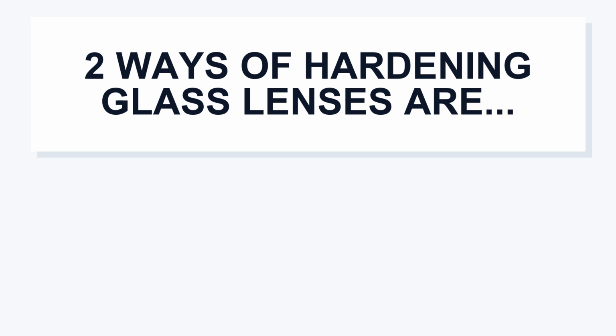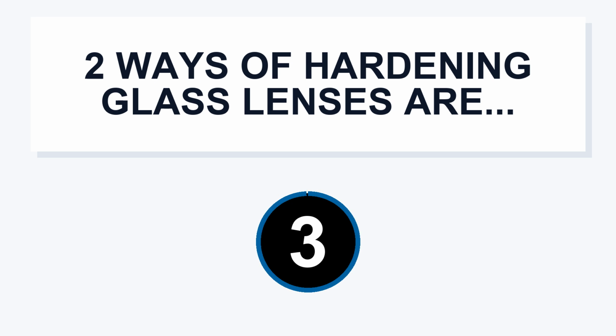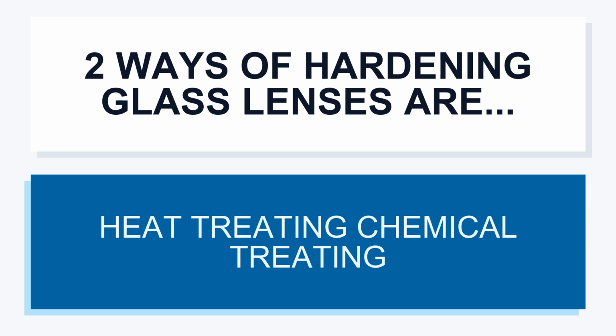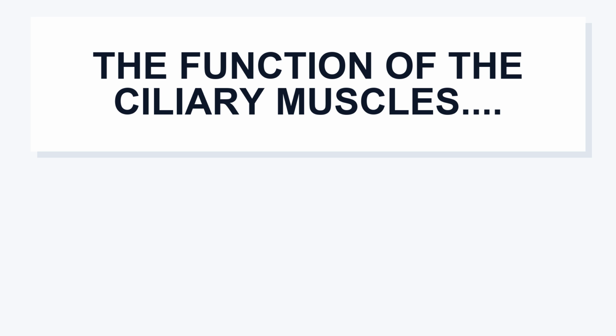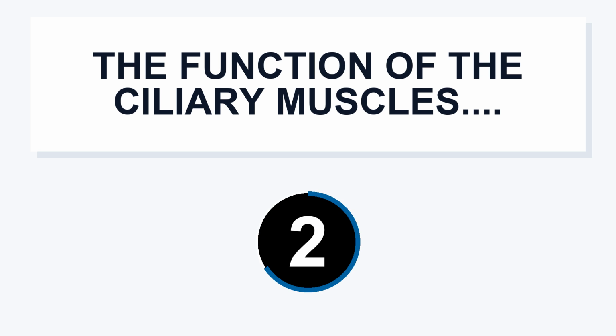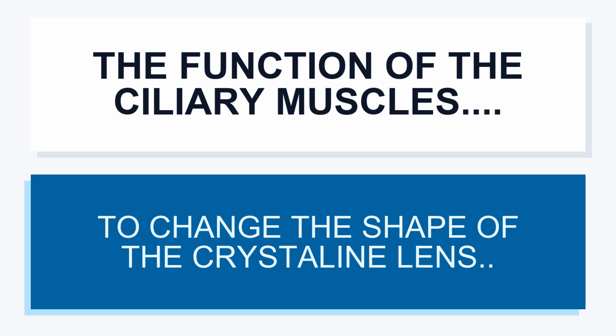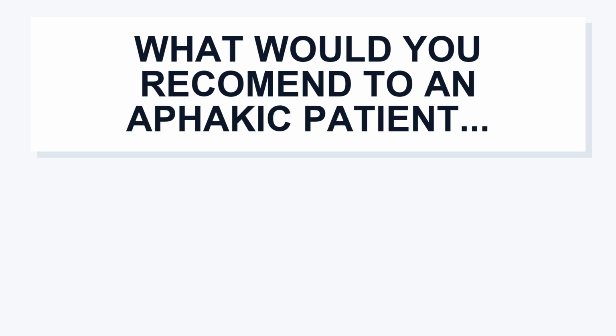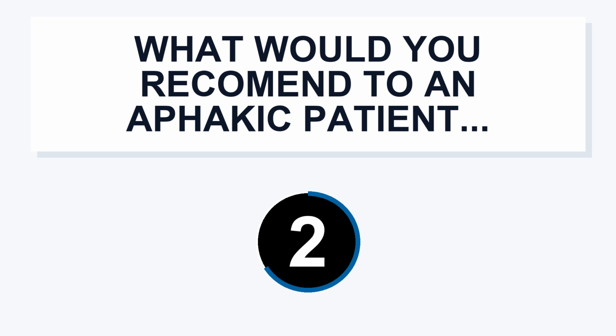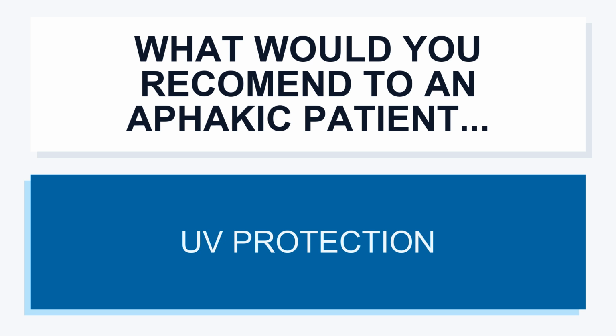Two ways of hardening glass lenses are heat treating and chemical treating. The function of the ciliary muscles: to change the shape of the crystalline lens. What would you recommend to an aphakic patient? UV protection.